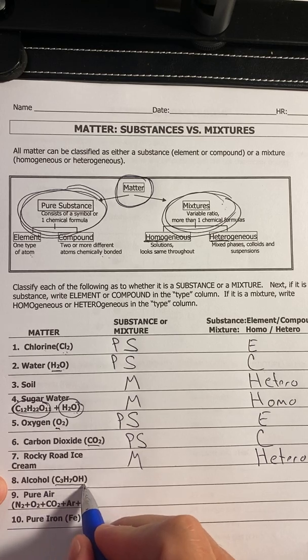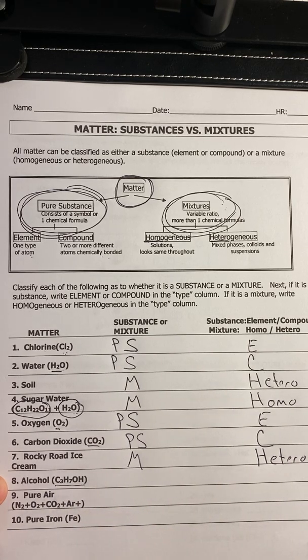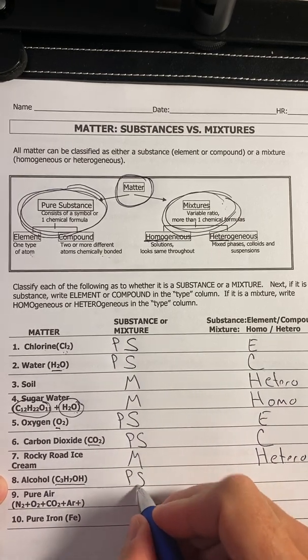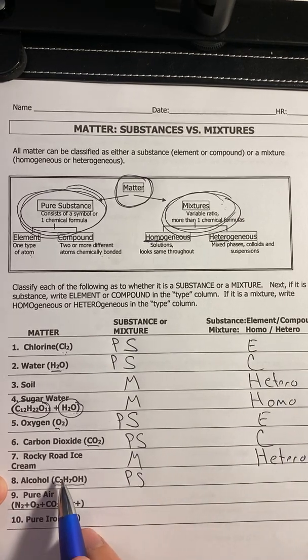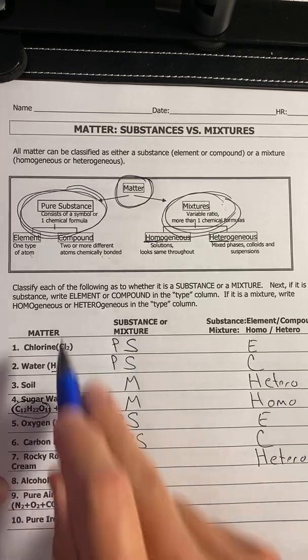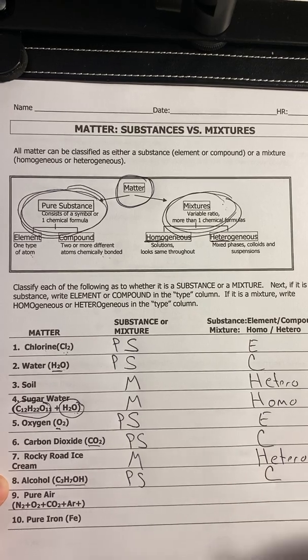Alcohol. I see that these guys are all chemically bonded. So it's going to be a pure substance. And this is not one element, it's a bunch that are chemically bonded. So we'll call that a compound.